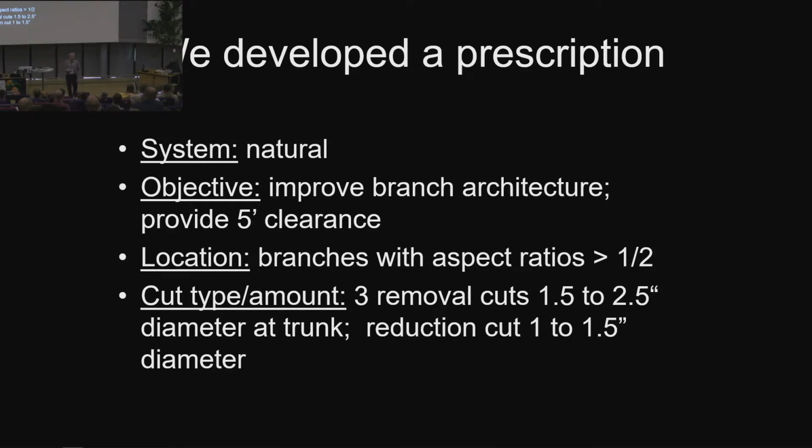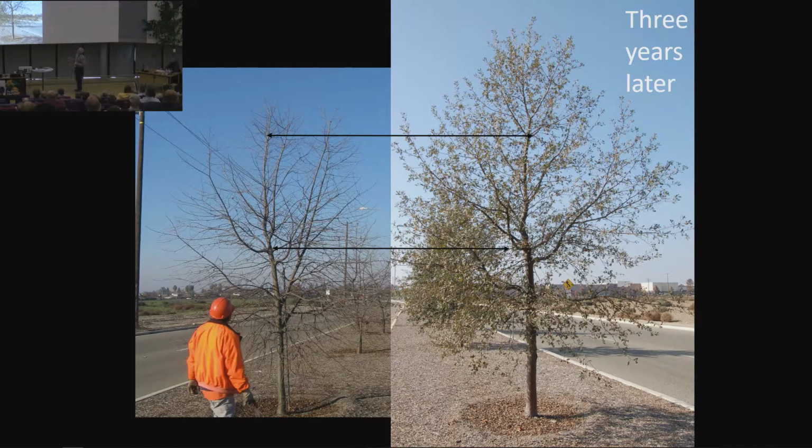So we just developed a prescription, all right? So let's go through with the natural system, as opposed to pollarding and topiary and so forth, pleaching. So it's the natural system. It's what we do for most trees. 2 objectives: improve architecture and provide clearance. That's what we did. We improved architecture and we provided clearance, and we certainly made future clearance a lot easier.